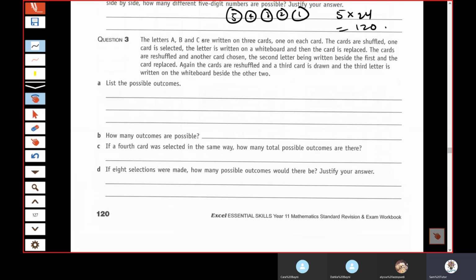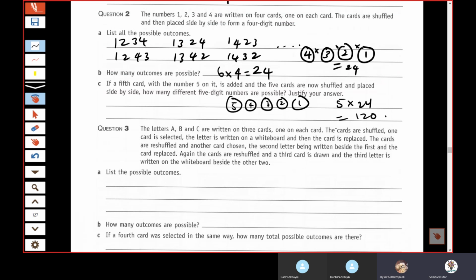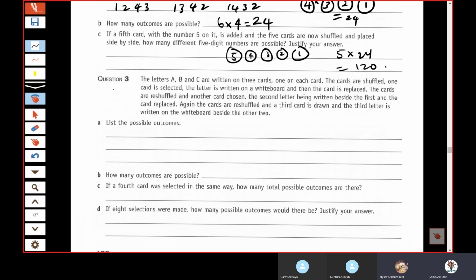The letters A, B, and C are written on 3 cards, 1 on each card. The cards are shuffled, 1 card is selected, the letter is written on a whiteboard, and then the card is replaced. The cards are reshuffled and another card chosen. What does that mean? Firstly, what's happening here compared to what wasn't happening before? The card's being put back. So you can technically get, let's say if there were 3 of them, AAA, because it's being replaced.